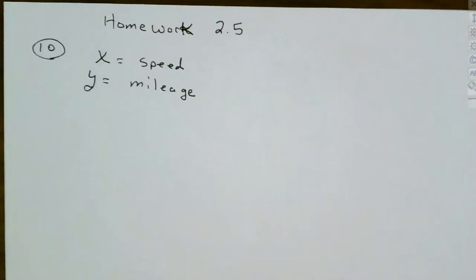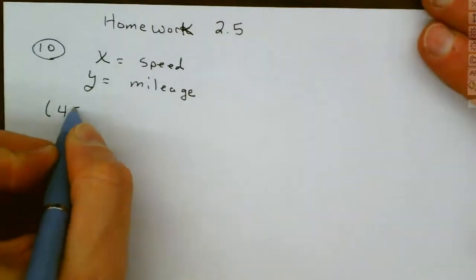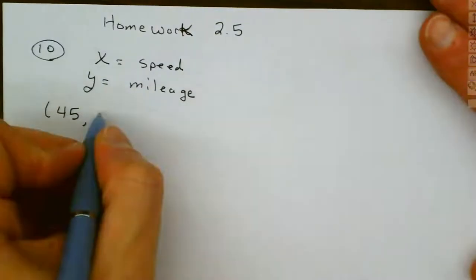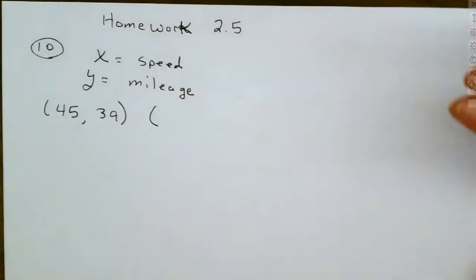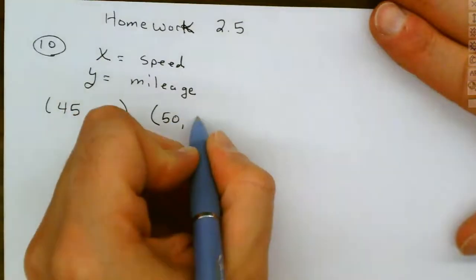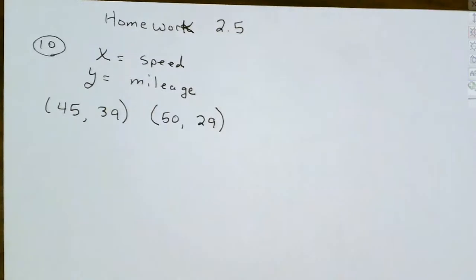So what's our first ordered pair going to be? Well, the first time she records her data, she travels at 45 miles an hour, and while at 45 miles an hour, she gets 39 miles per gallon. Our next ordered pair is 50 miles an hour, and her gas mileage drops to 29 miles per gallon.